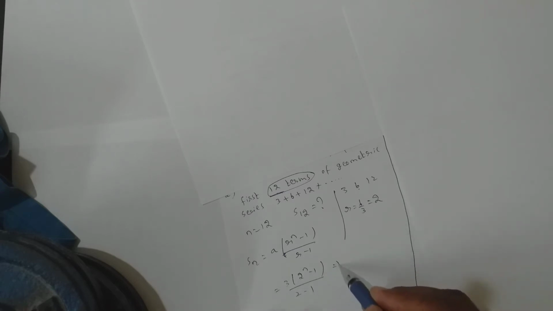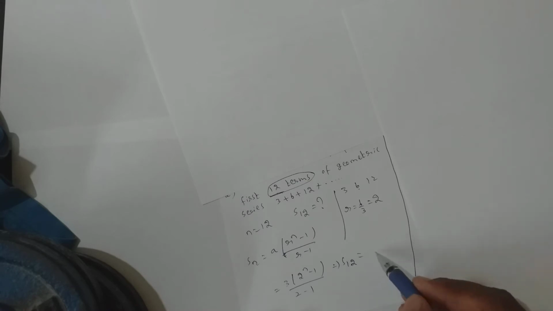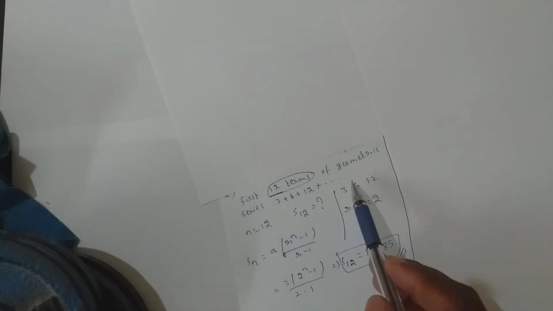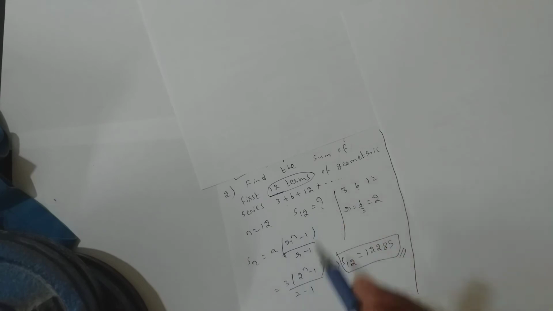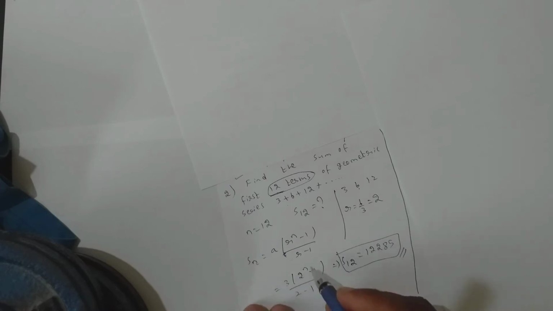So that will give me S12 equals 12285. So this is the answer. Am I clear? He wants the sum of these 12 terms, which means S12 you need to find out. It's a pretty straightforward, easier question. Sum of first 12 terms means S12. For Sn there is a formula. Just in place of n you put 12 to get Sn. So it is 2 power 12. In place of n, if I put 12, I get the value for S12.